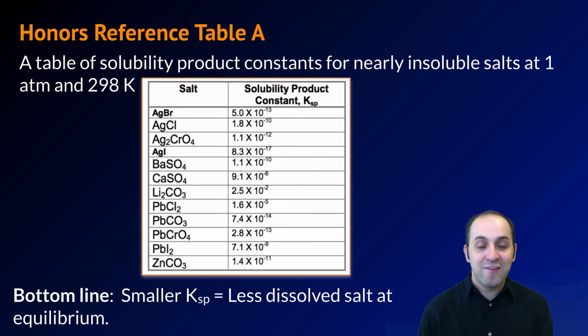The bottom line here is that the smaller the KSP value, the less dissolved salt there will be at equilibrium. Does this make sense? Again, this is tricky stuff, so if you have any questions, you definitely want to write them down before we wrap up.